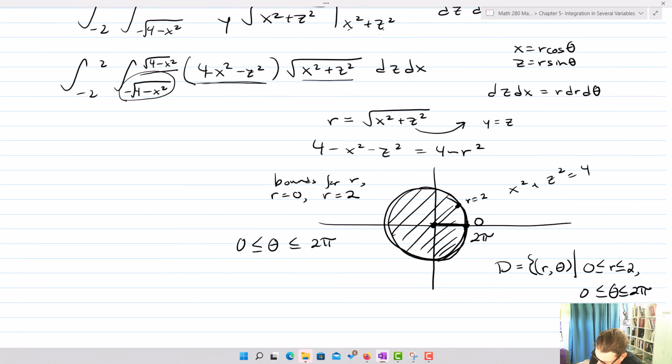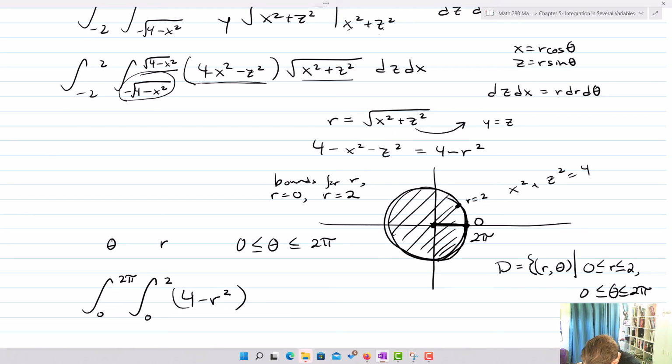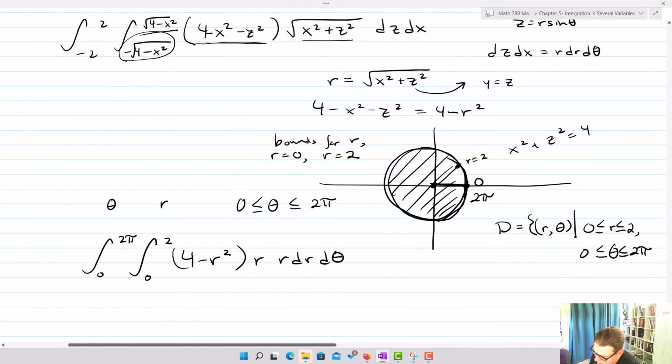So now our setup looks like this. It's going to go from 0 to 2 pi times the integral from 0 to 2. Okay, here's r, here's theta. This is going to be 4 minus r squared times r dr d theta. And that is a supremely more simple integral to actually solve, right? Wow, that's easier to work with.